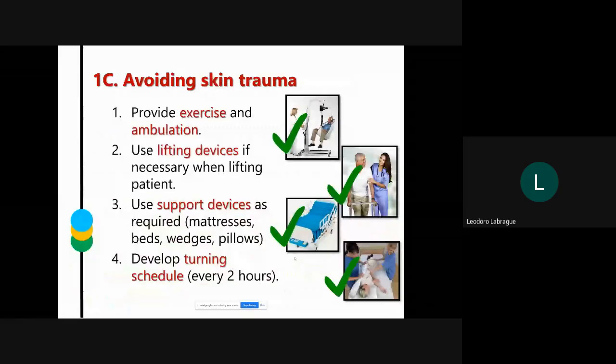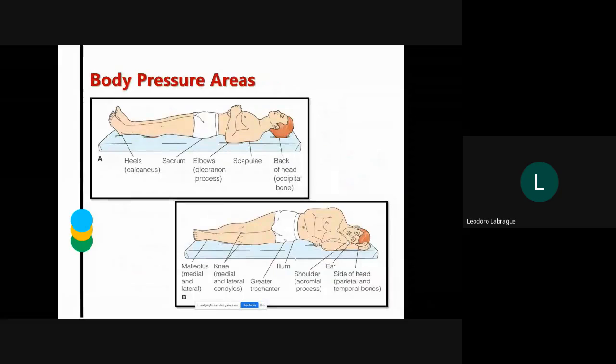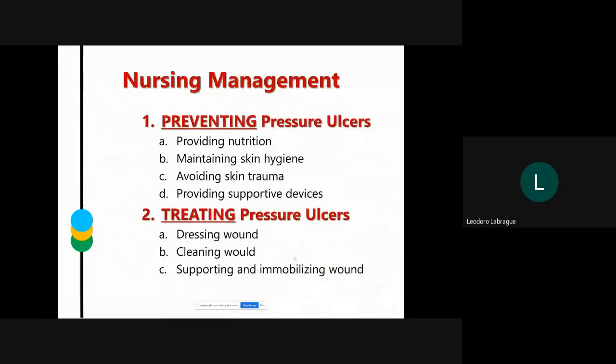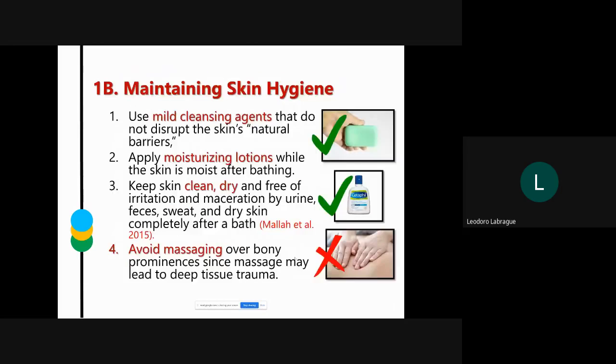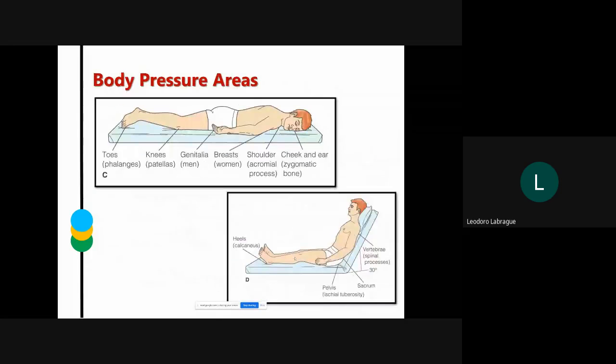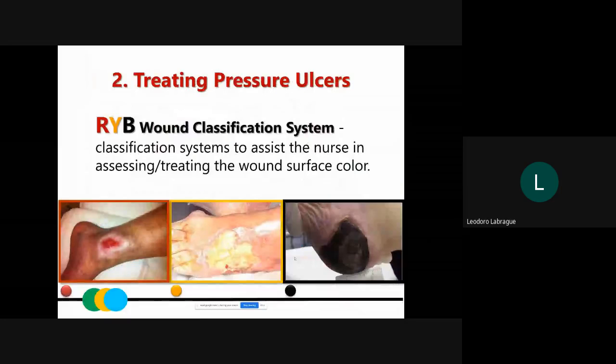Okay, now we have mentioned already what the preventive management is. Now, when you work in the hospital, you might actually see pressure ulcers themselves. If you cannot prevent pressure ulcers, it is very important that you know how to treat them. If your patient has an actual pressure ulcer, you need to provide treatment to the patient. How do you provide treatment to the patient?